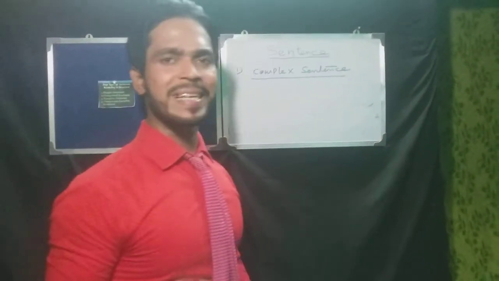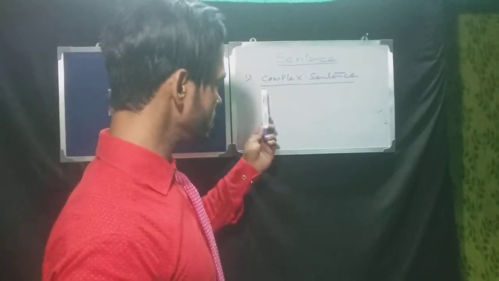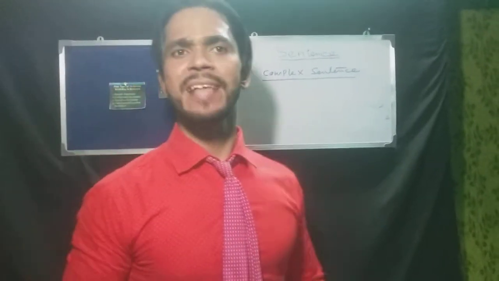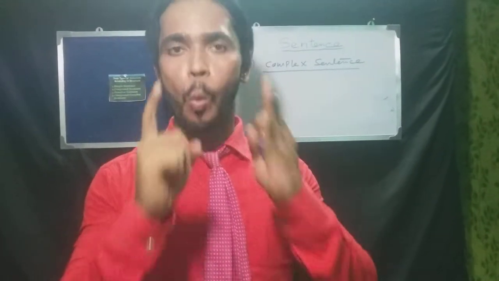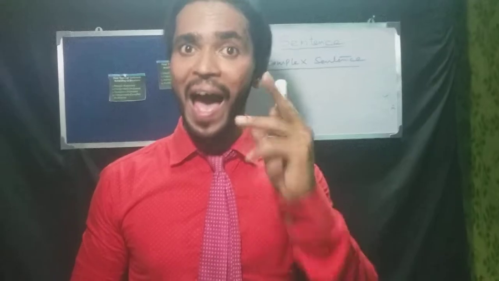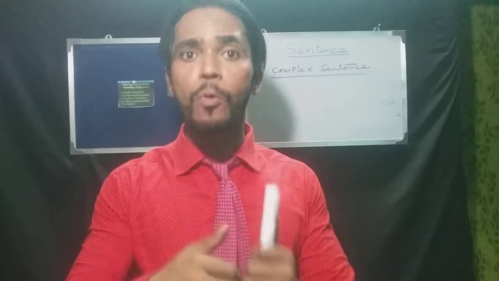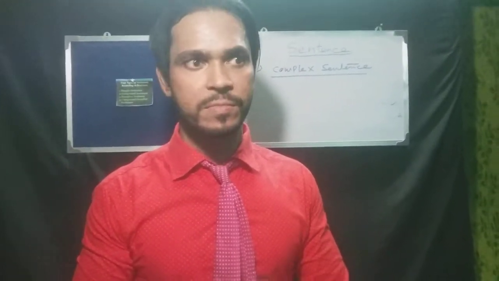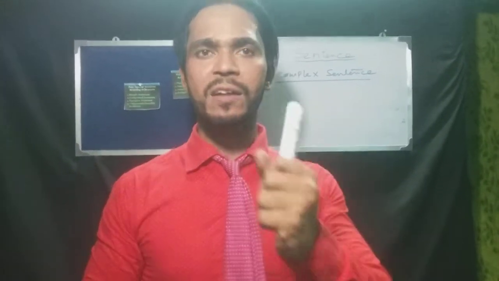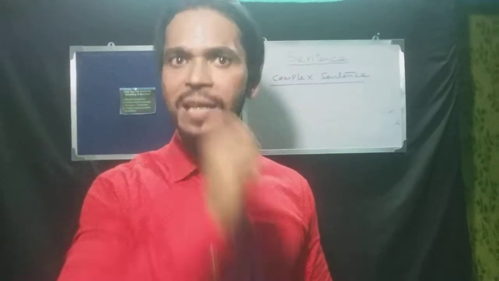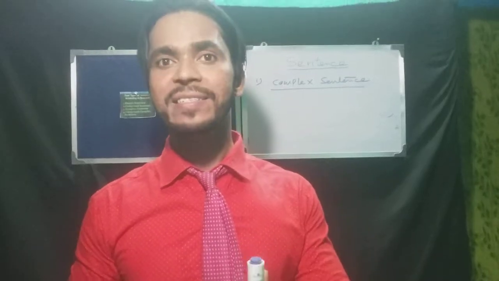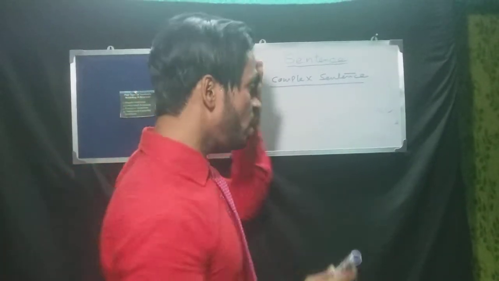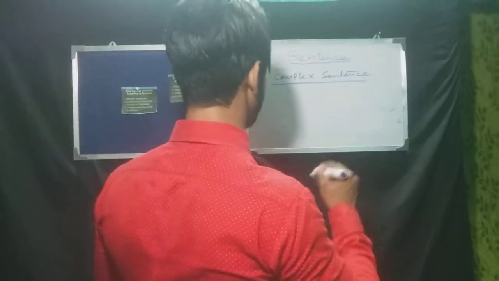Now, what is a complex sentence? A complex sentence has one independent clause and at least one dependent clause. It has a subordinating conjunction. What is a complex sentence? A complex sentence contains one independent clause and at least one dependent clause, and it has a subordinating conjunction. Look at an example.